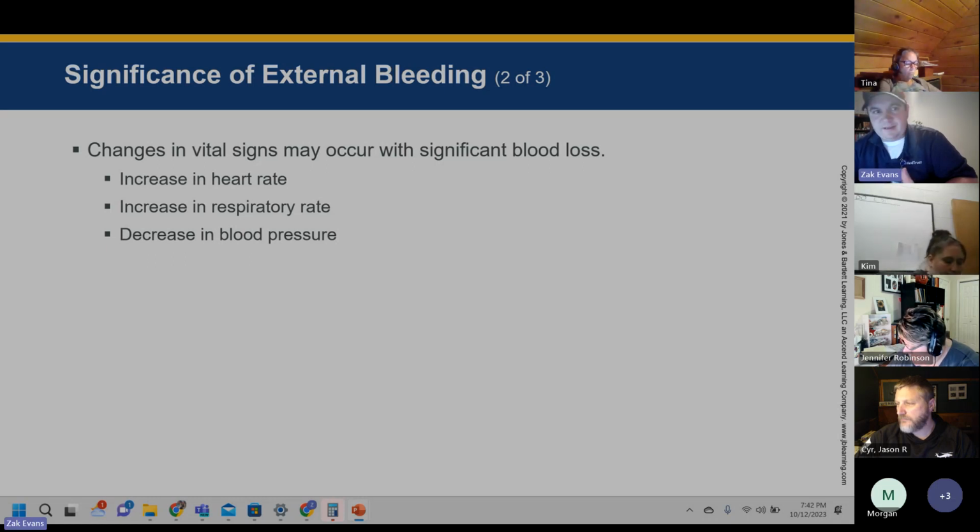Now, if you think about that, it makes sense, right? If we lose blood, our heart's going to work faster to move the blood that we have left. Our respiratory rate is going to increase because our body's now getting into this shocky state, and we're going to have a decrease in blood pressure because, well, we have less fluid in that tank.